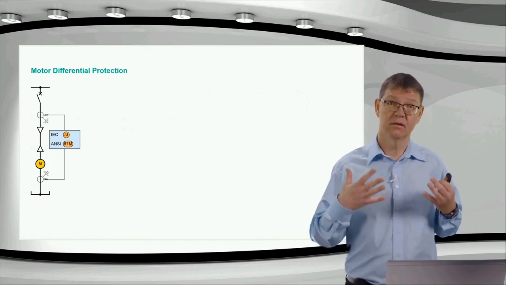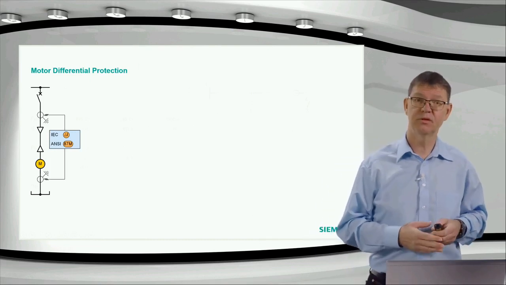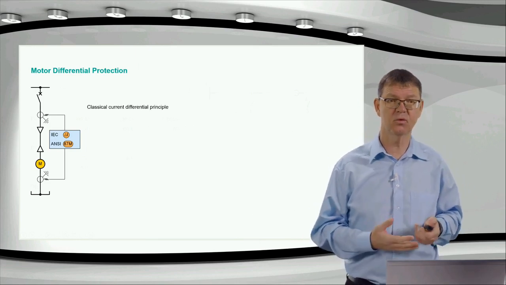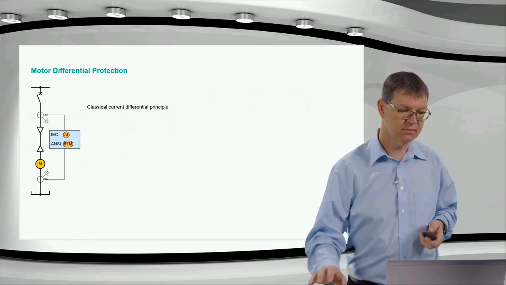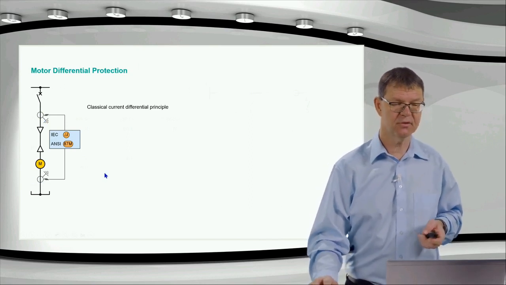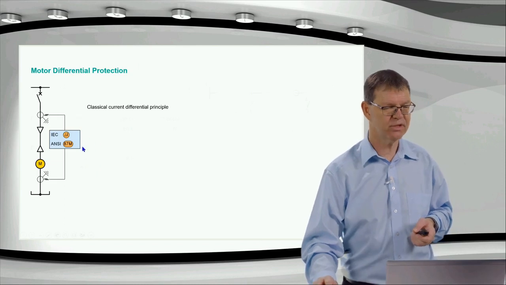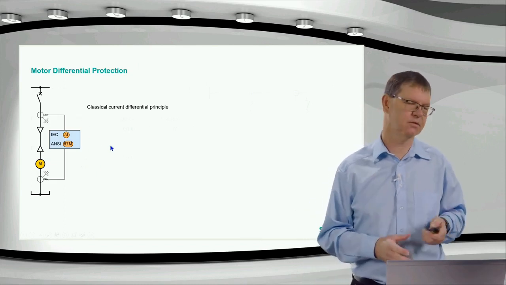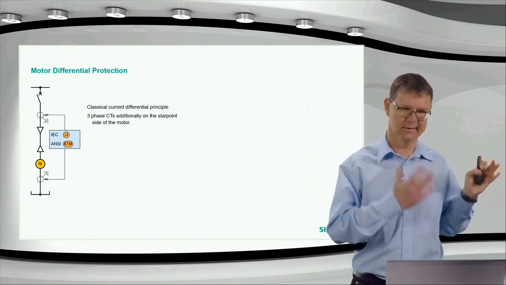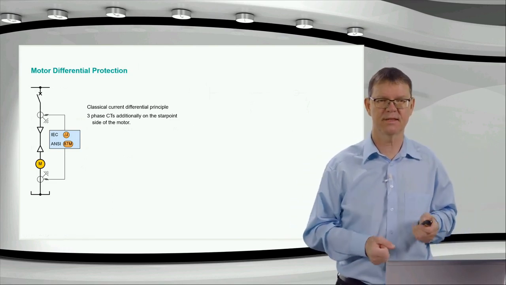Good. We have basically two principles we find with a motor differential protection. The one is shown here on the left-hand side. It's the classical one. Here I have the two current transformers on the terminal side and on the start point side of the motor, and I have a differential protection function in the relay that works as a differential protection, phase selective, so I need a current transformer for each phase on both sides.